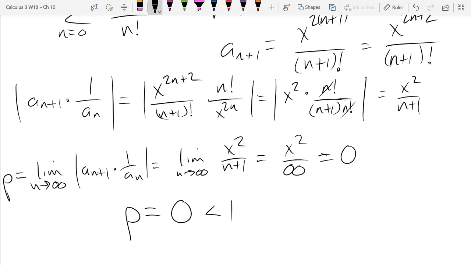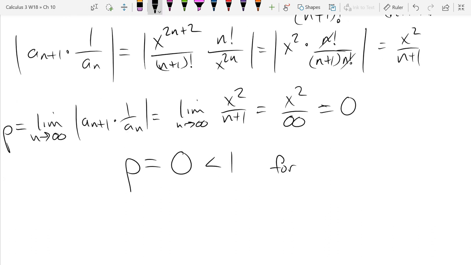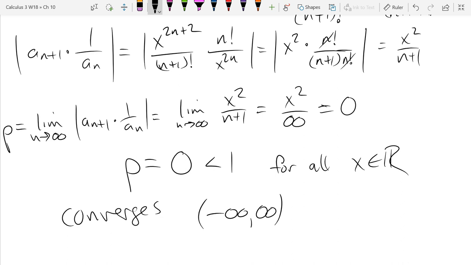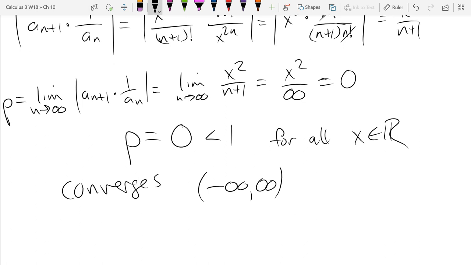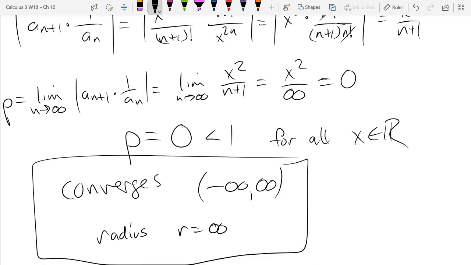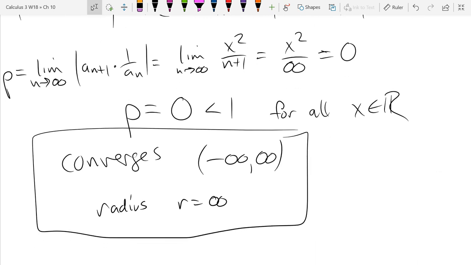This is one of the two extremes. No matter what x is, our rho is less than 1. So rho is less than 1 for all x in the real numbers, so this converges. The interval is negative infinity to positive infinity. And what is the radius of this interval? Yep, the radius will be infinity, which is half the length of the infinite interval, which is also infinity. There is the other extreme case where your rho is greater than 1 no matter what x is, in which case it'll converge only for the a value. That's the other extreme.